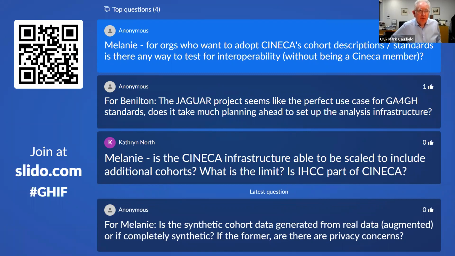And then there's a question to you, Melanie, again. Is the Silica infrastructure able to be scaled to include additional cohorts? What's the limit? Is IHCC part of Silica or the other way around?